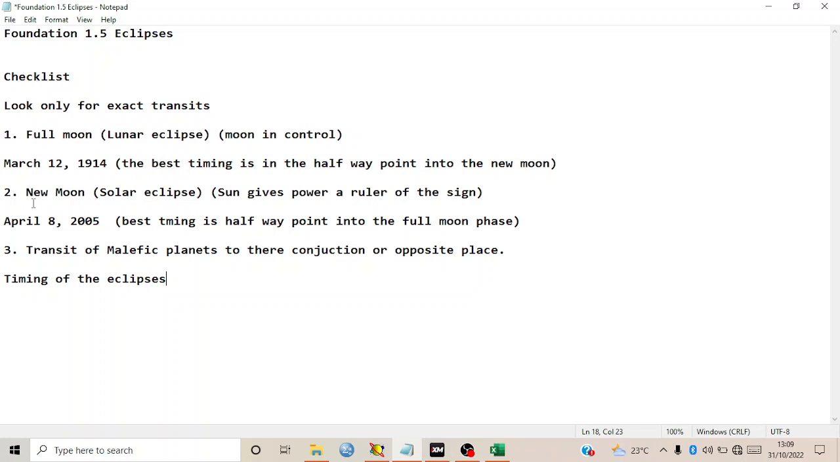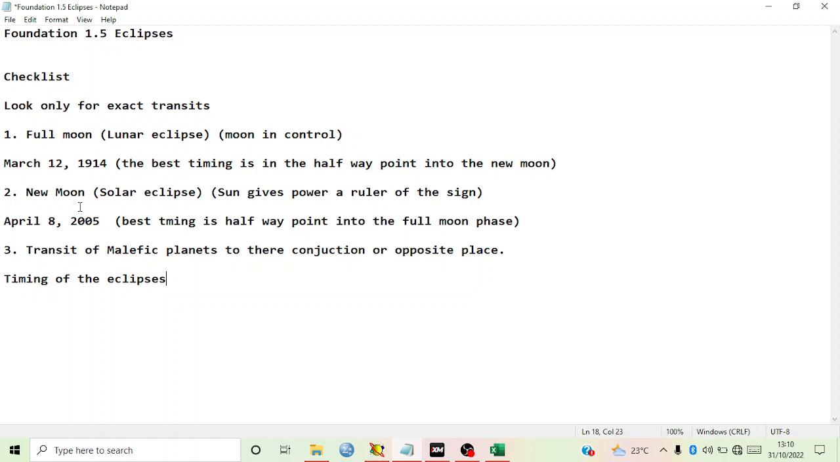And then once you remember that, always look to trade halfway into one phase. So if it's the solar eclipse, we're looking to trade halfway into the full moon phase, and if we're looking at the lunar eclipse, we're looking to trade halfway into the new moon phase, right? So these are a bit of tips that you should be able to catch and then probably trade with.